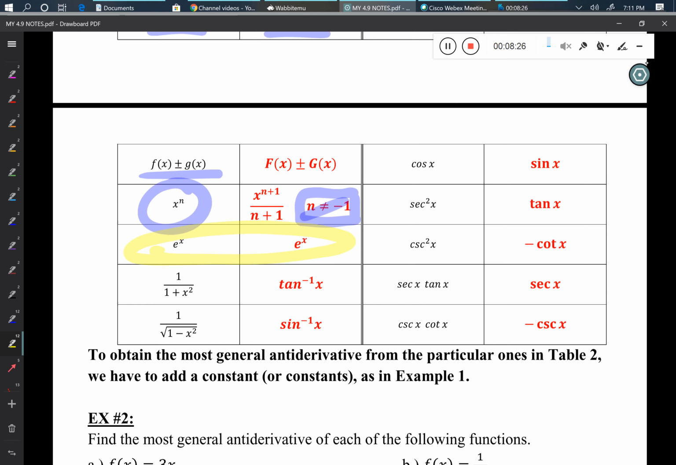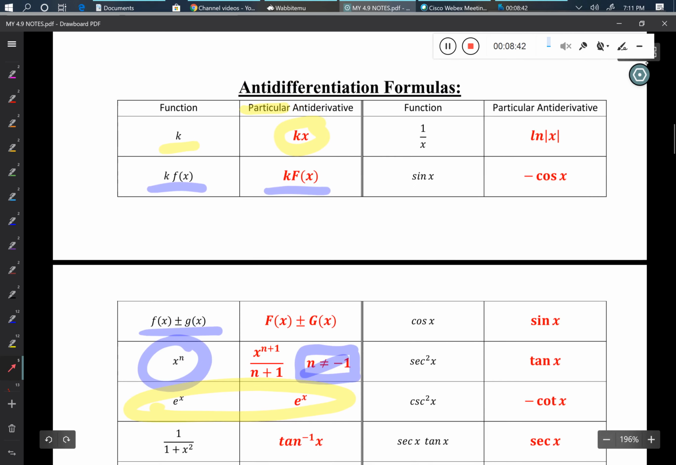Right? Now you should know these in this direction. You should know all of these in this direction. All we're doing is just saying, if you know them in one direction, that is how to take a derivative, you should also know them in the other direction, that is how to take an antiderivative, right?